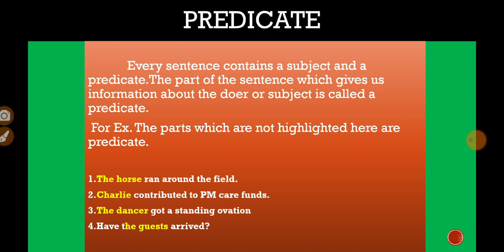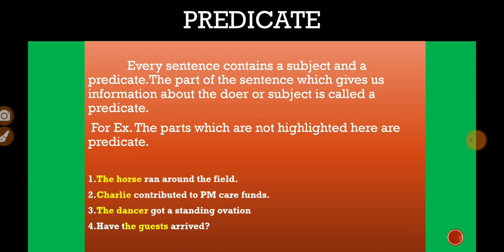Similarly, have the guests arrived? Can we ask what questions here? Yes, obviously we can. Let me try it. What did the guests do? Or you can simply ask in some other way also. What are the guests doing? What would be the answer? The guests have arrived. Have arrived. That is the predicate.